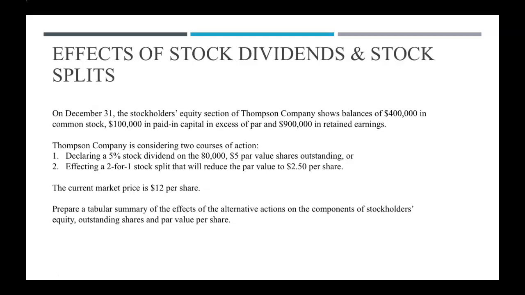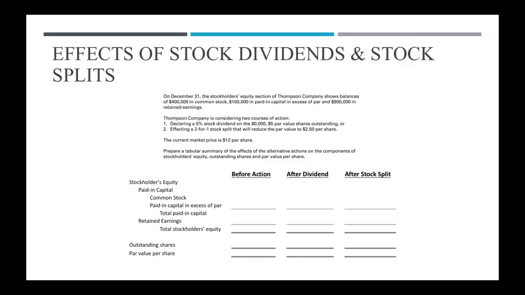And what do we need to do? We need to prepare a tabular summary of the effects of the two different courses of action on the components of stockholders' equity, outstanding shares, and par value per share. So we need to fill out a table like this. We have all of our pieces of stockholders' equity, outstanding shares, and par value. And then we have columns for before any of the action, after the stock dividend, and then after the stock split. So in that way we can compare the changes.